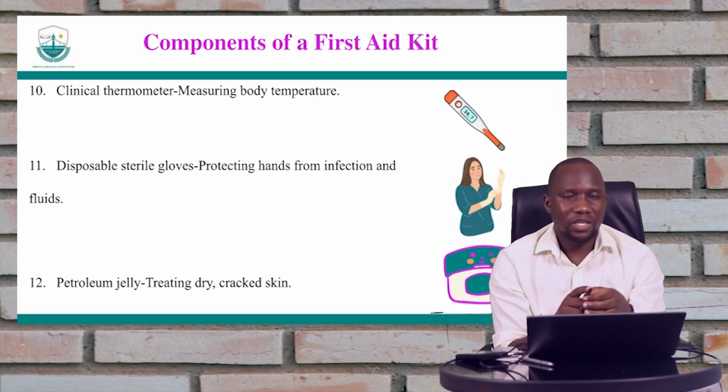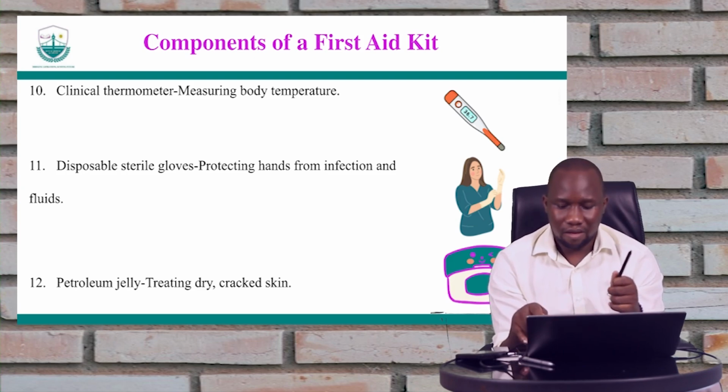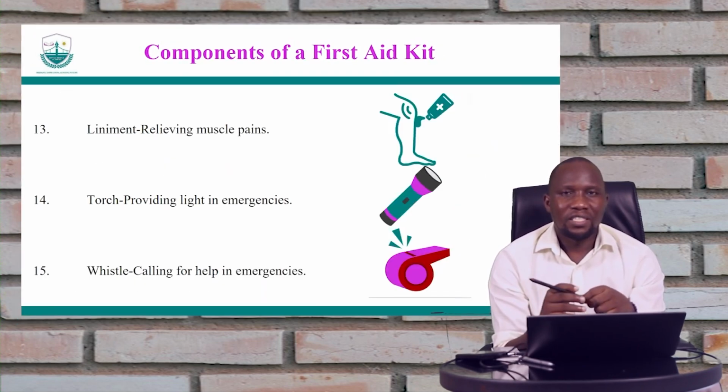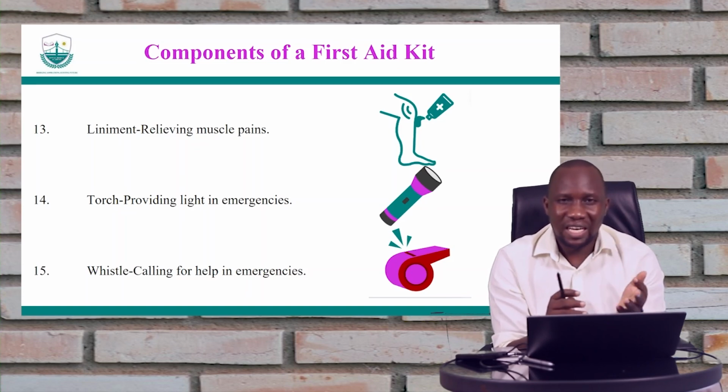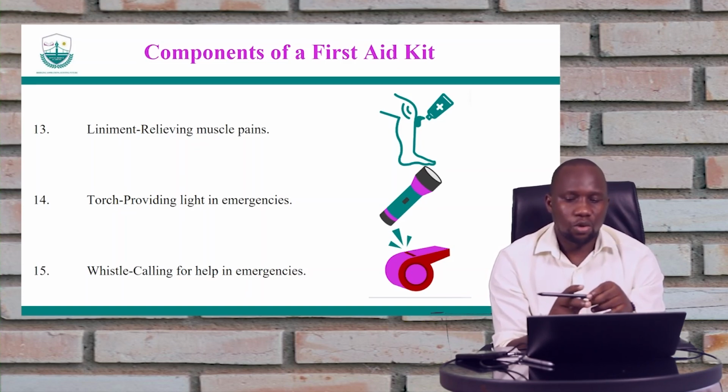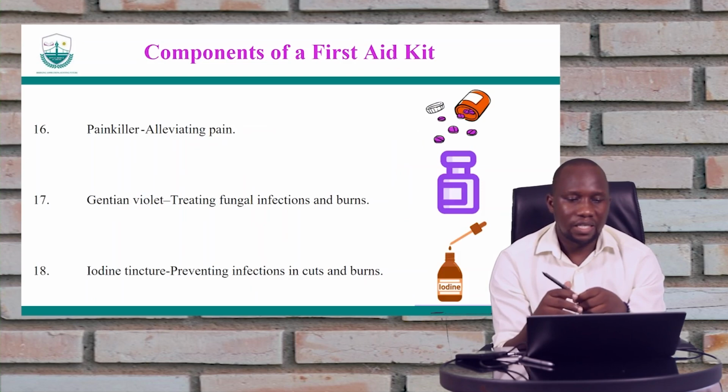And then you can also get petroleum jelly. You will use this to smear on the skin if the skin is very dry. Liniment, if you get a muscle problem, a sprain, whatever it is, you can apply that liniment to reduce the pain of the muscle. And then the torch for lighting, if you are maybe in a dark area and you can't see properly, you can use the torch. The whistle is if you want to call for help, you can use that.